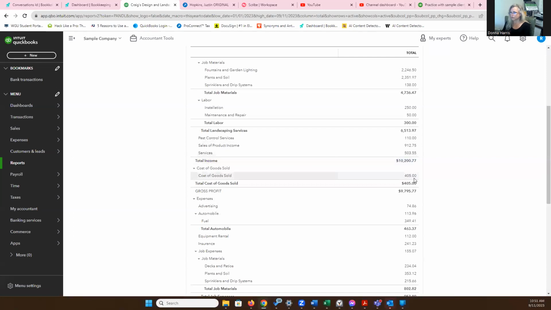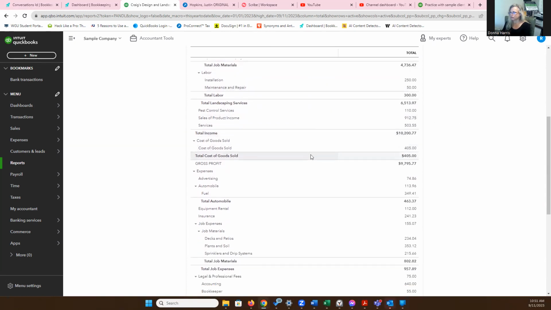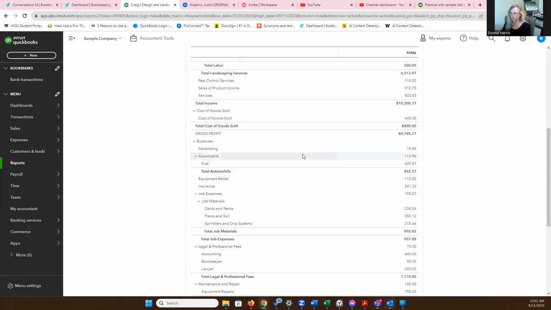In a real company, you'd be able to click on this and see exactly what went into that $405. My suspicion would be it's going to be the job materials that they paid for. So we have job materials that they bill, and we have job materials that they purchased that goes against that. And that's probably what this $405 is. Now we have some expenses. So this gives us a gross profit of $97.95.